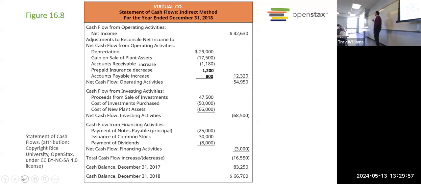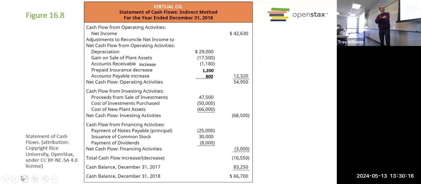flow. I don't know who came up with this, but this is actually the more common way to do it. Even though it seems backwards, and it is kind of backwards in a sense, it's actually easier for accountants to use this method than the direct method.